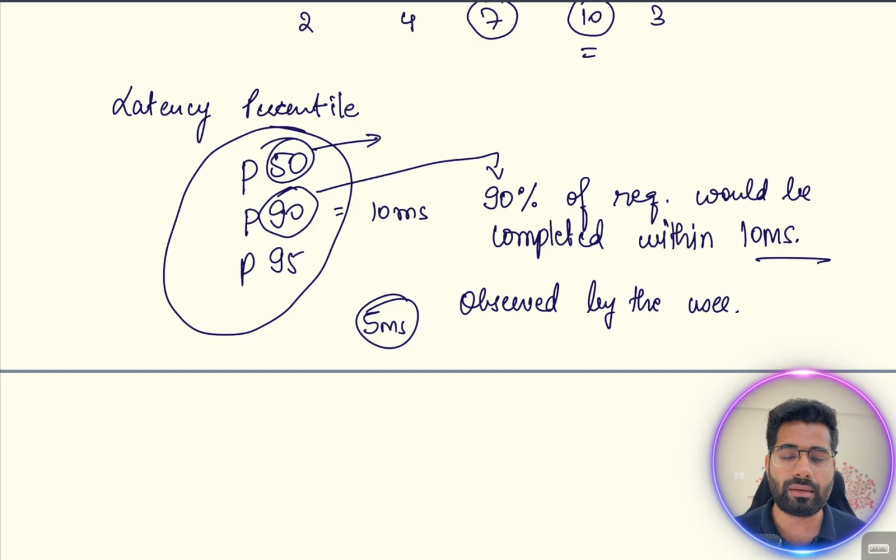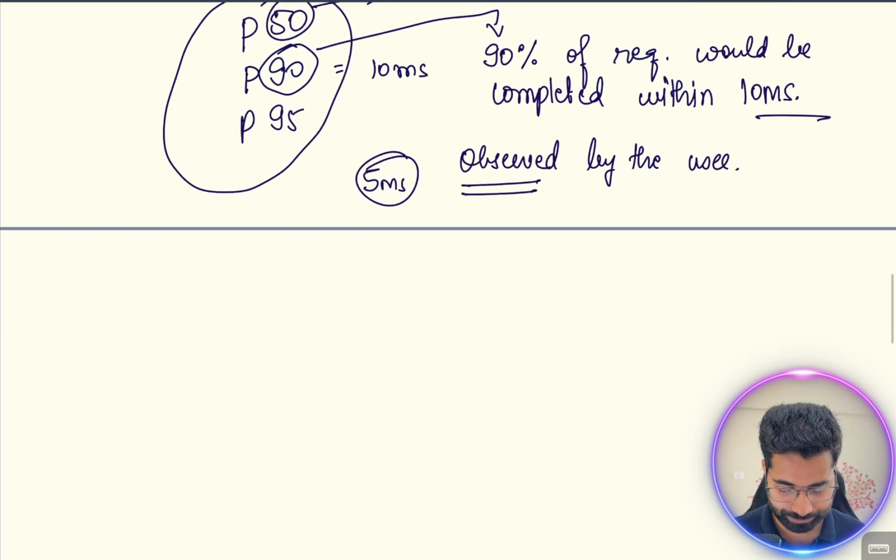So the user observes that request because he was expecting it to be completed in 5 milliseconds. He saw that the request completed in 10 milliseconds, so he will observe that this particular request took more than the expected time. So that's why we say that the outlier requests are more observed by the user.